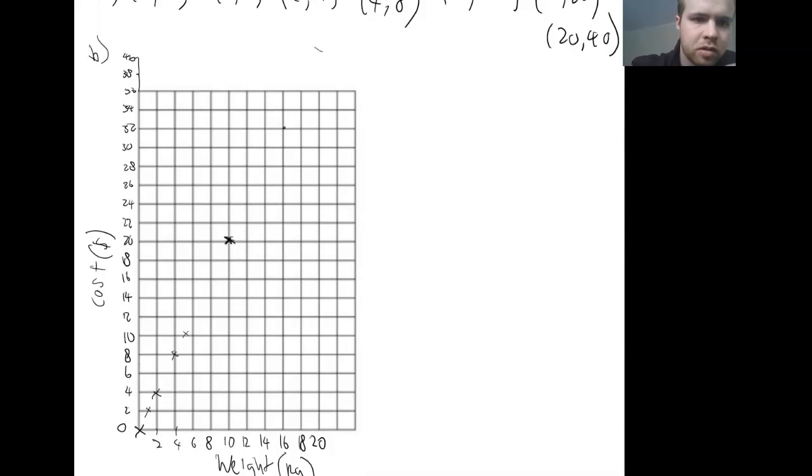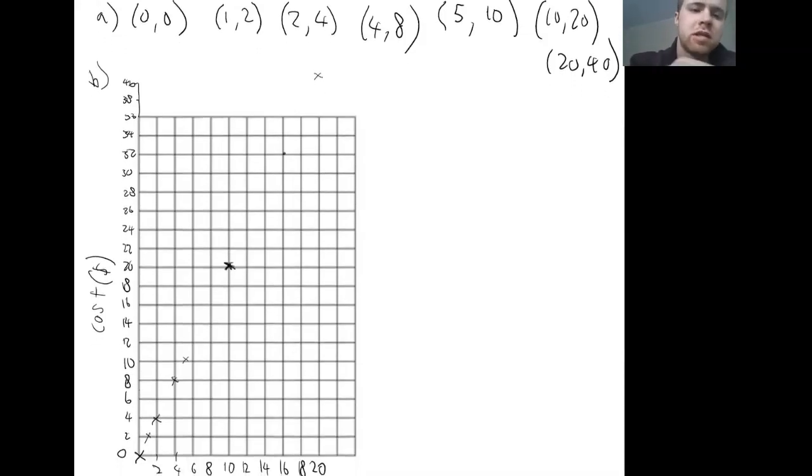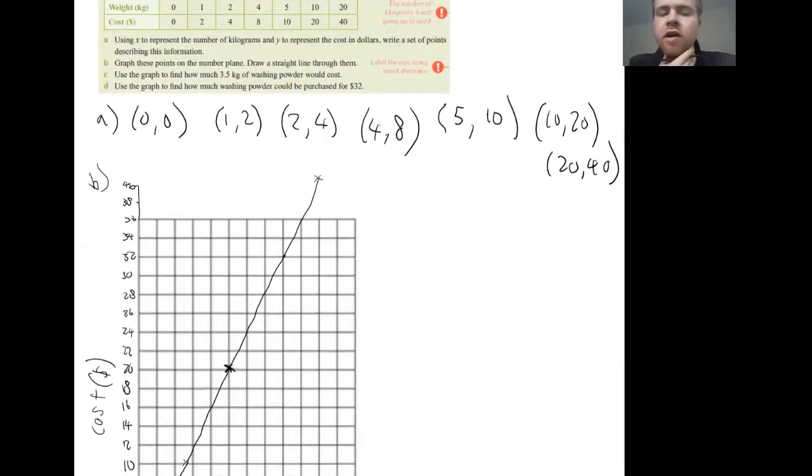And then we need to draw a straight line between all of these points. So it's going to be a straight line through all of these points. There we go. Got to be careful that it goes through all of them. You would do that with a ruler to make sure it's nice and straight and that you've done it correctly. Now, this line we're going to use to find out our answers for C and D.